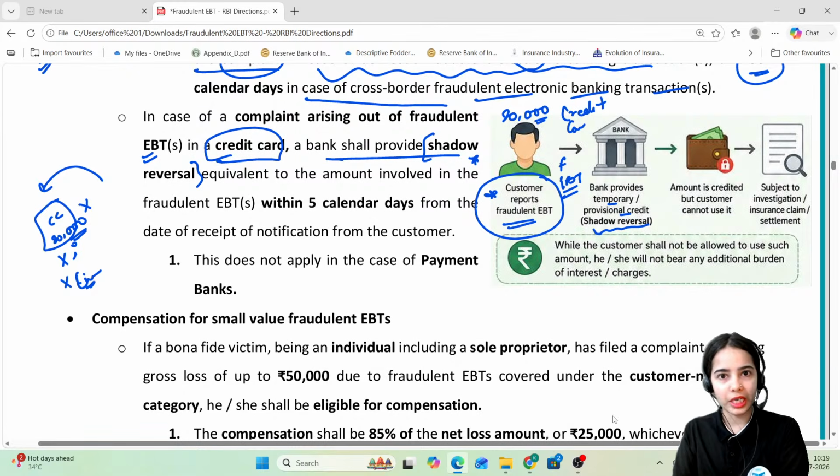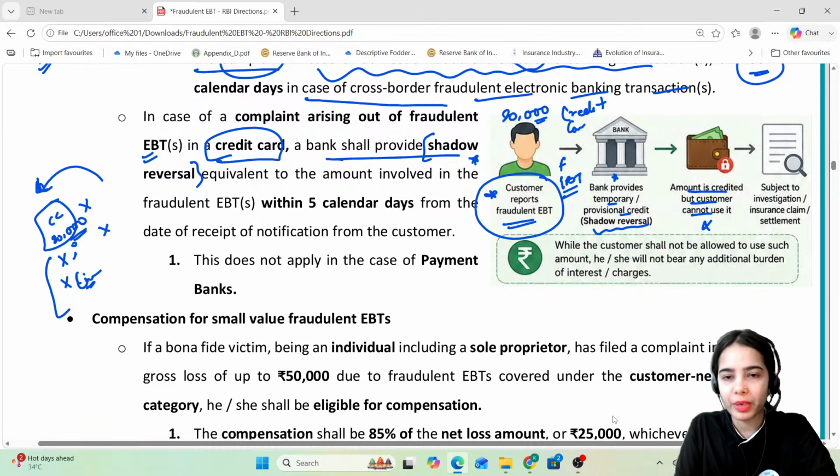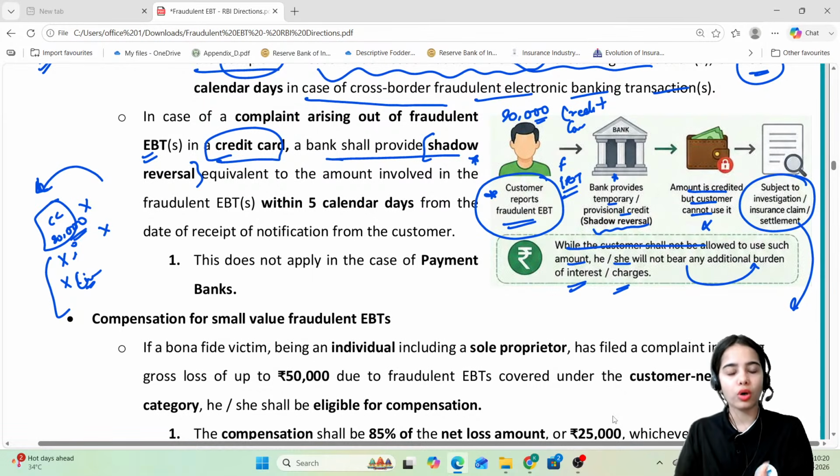So the customer reports the fraudulent electronic banking transaction in case of the credit card, and the bank provides temporary or provisional credit. Shadow reversal happens, the amount is credited, but the customer cannot use this amount. The amount is given back to the credit card just so that you do not have to pay the interest or the charges. So while the customer shall not be allowed to use such amount, he or she will not bear any additional burden of interest or charges. Now there will be an investigation, an insurance claim, and after that the final decision will be taken on whose responsibility it is: the customer's, the card network's, or the bank itself.